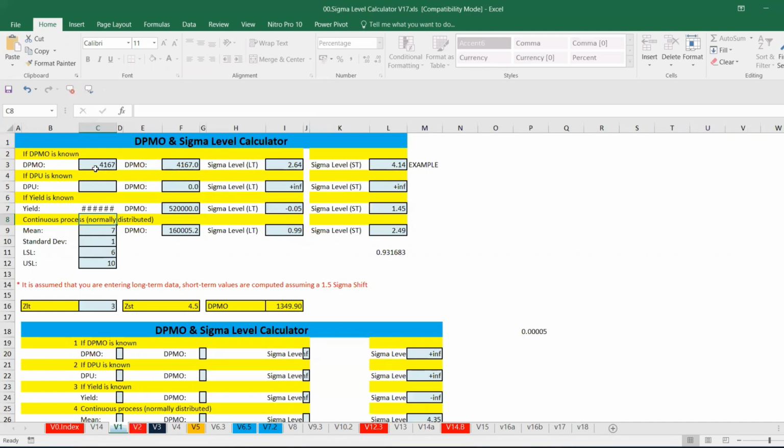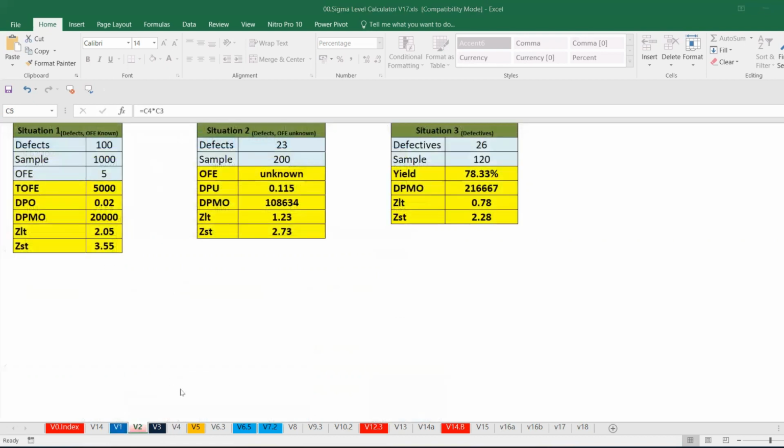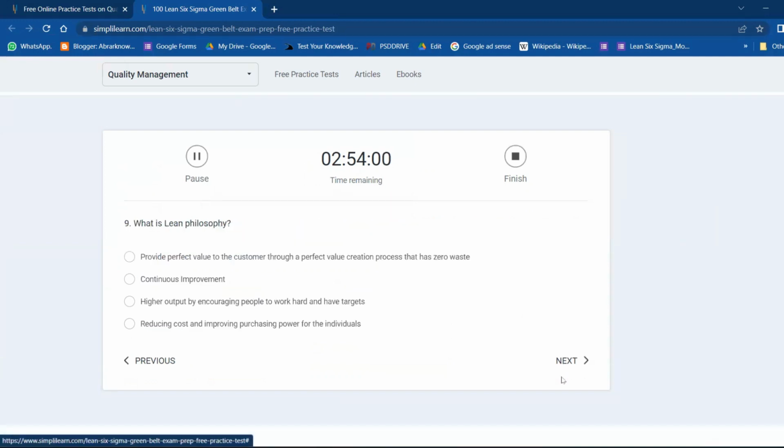So here what we need is the yield. If the yield is 98 percent, that means DPMO is 20,000, and sigma is 3.55, exactly the same value we have got. So that means 98 percent is the right answer. Okay, then let's go to the next question.